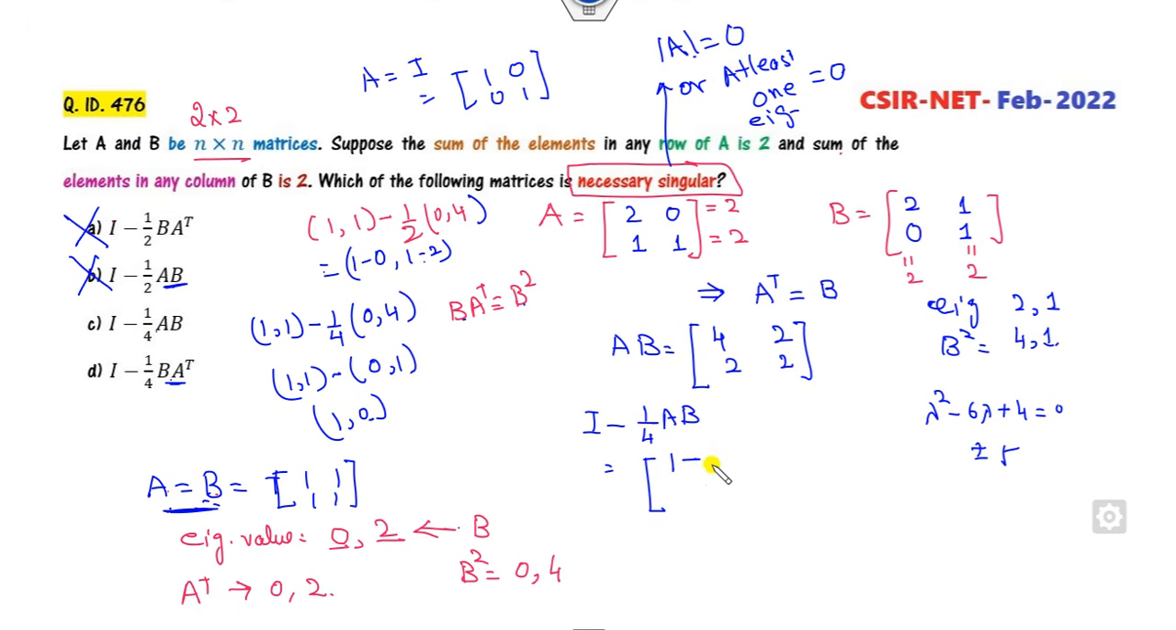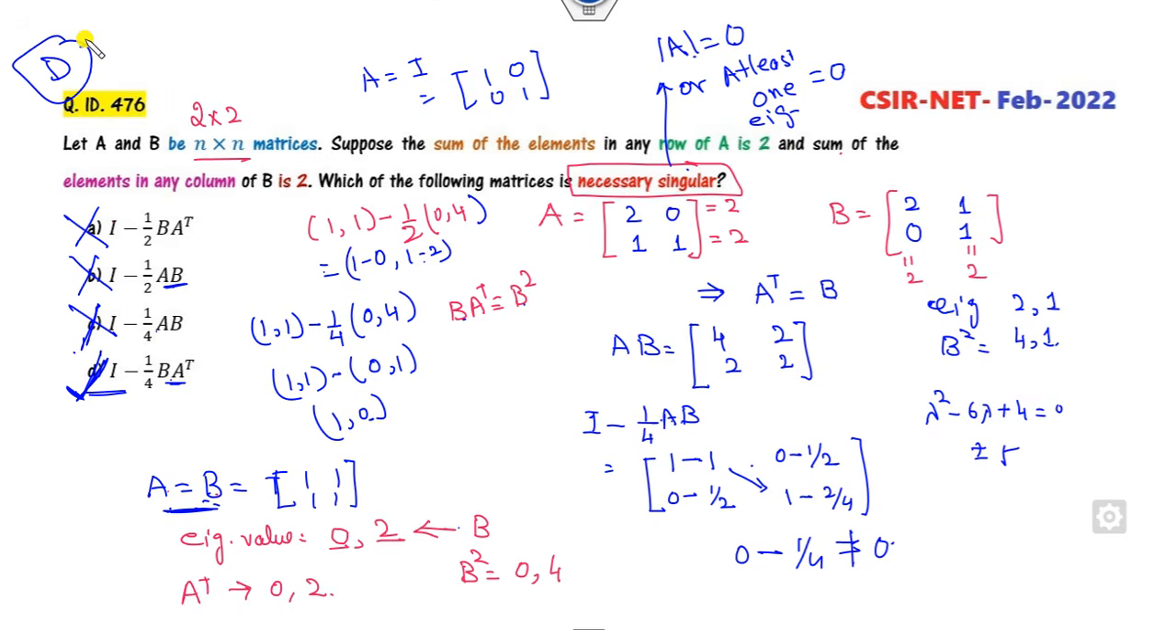So 1 minus 1. This second component is 0. So 0 minus half. 1 by 4 of AB. 0 minus 1 by 4 of AB half. This is 1 minus 2 by 4. So this is my matrix of this. What is the determinant of this? This is a 0, so this will be 0. This is a non-zero. So it is 1 by 4, which is a non-zero. So for the singular, this matrix must be 0. So this option is cancelled out. I have taken AB. So the only rest option is D, the right answer of the problem.